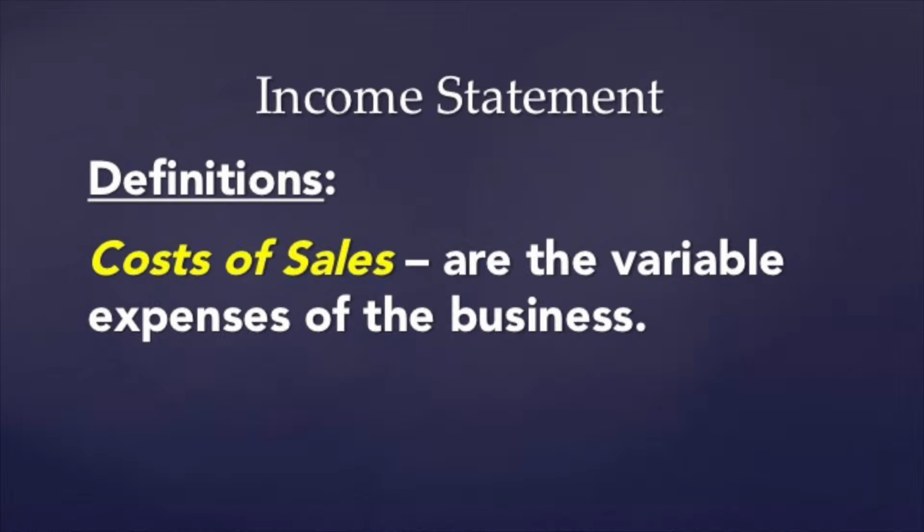Cost of sales are the variable expenses of the business. Variable refers to the amount of the cost changing directly with the level of sales. For example, this could include materials, direct labor, and freight that is used in the manufacturing process. These costs will increase if the amount of goods manufactured increases.